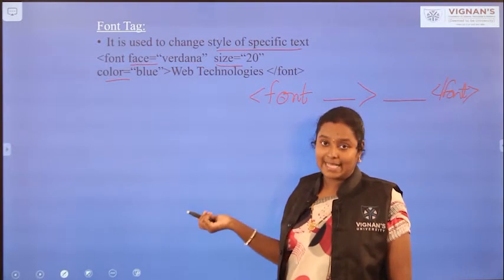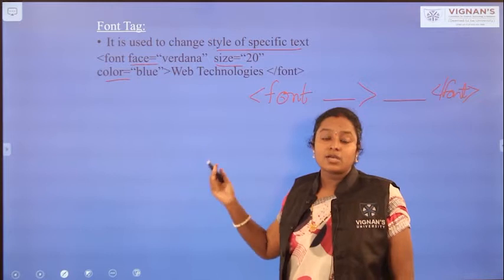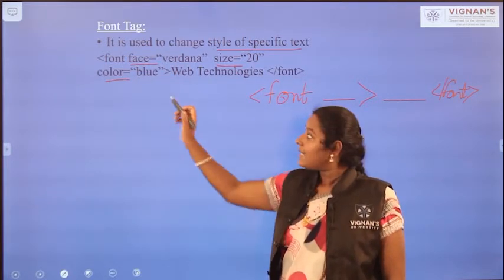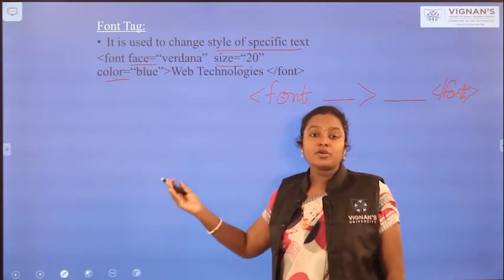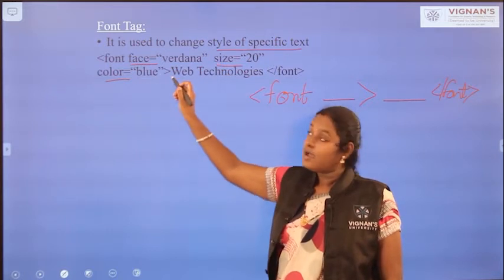to the corresponding text. And next is size. It represents the size of the text, in which format or what size you want to display on the web page. And next is color. In which color you want to display the content on the web page. So like this, there are three attributes for the font tag.